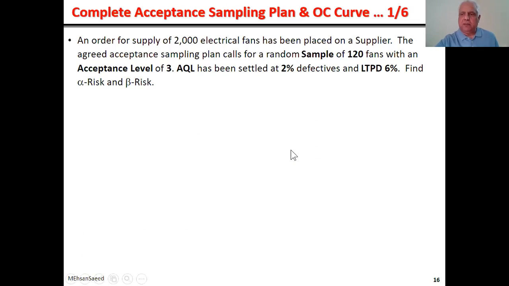Let's take a typical acceptance sampling problem. An order for supply of 2,000 electrical fans has been placed on a supplier. The agreed sampling plan calls for a random sample of 120 fans with an acceptance level of 3. AQL has been settled at 2% defectives and LTPD 6%. Find alpha risk and beta risk.